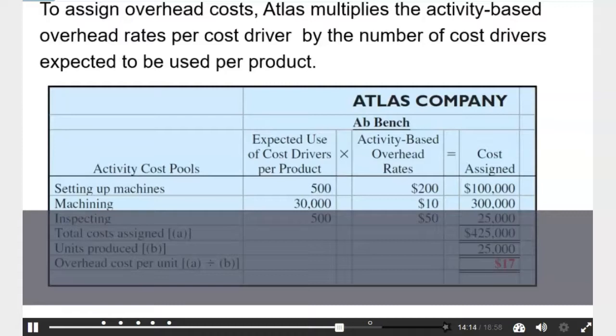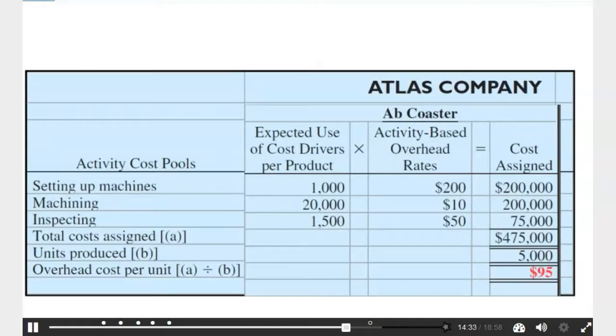For the coaster, a coaster consumes more activities in setup, more activities in inspection, less machine hours. However, 475,000 of that 900,000 is related to the production of the coaster. And we produce 5,000 coasters. Therefore, the overhead that should be assigned to every coaster that we produce is $95.